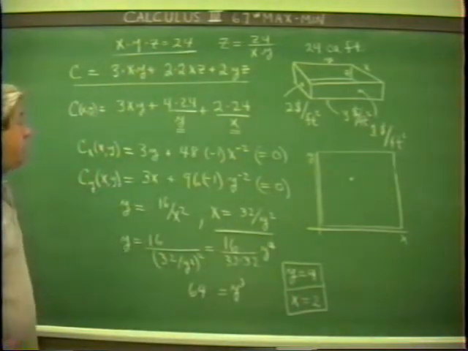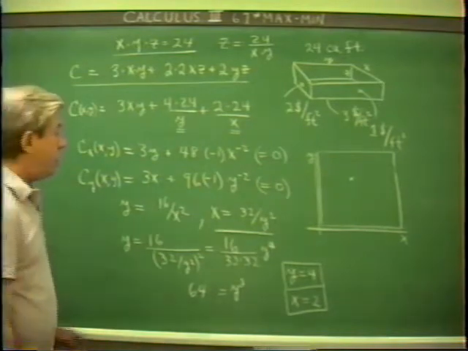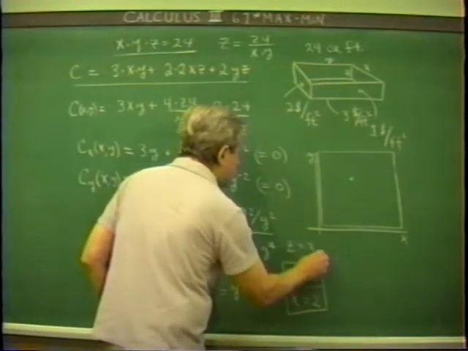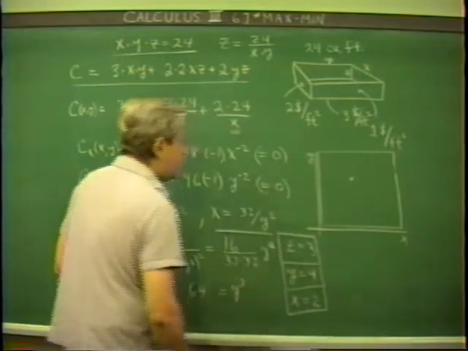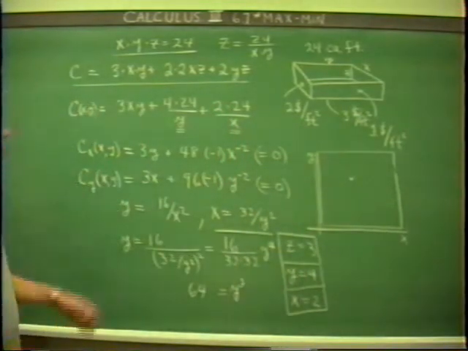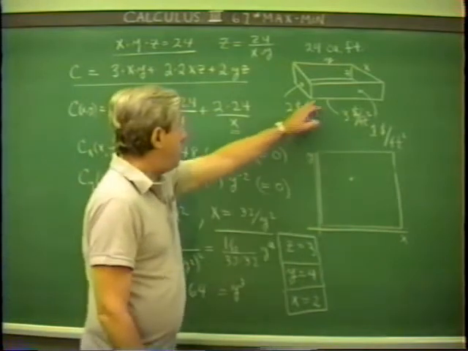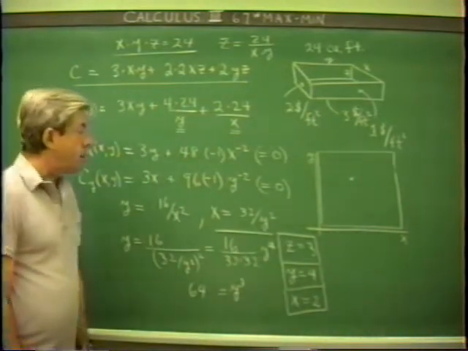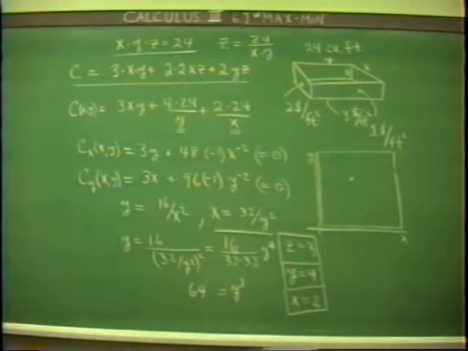And once we have the x and the y direction of the box, we can get the z direction from the fact that x times y times z is 24. So that says that z must be equal to 3. And so we now have the 3 dimensions of the box. And it's clear that these dimensions are going to be the ones that make the cost minimal.